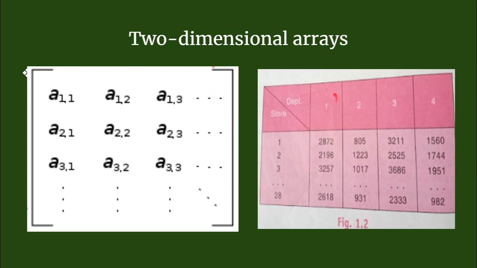So we can see here this is an example of a table which has the department and the store. There are 4 departments and 28 stores in this particular department, and the elements, these values, are numerical values that show the sales or some numerical value of the particular department and store.